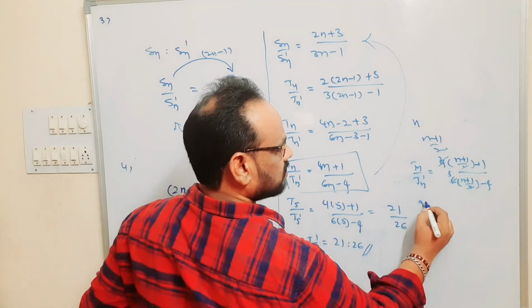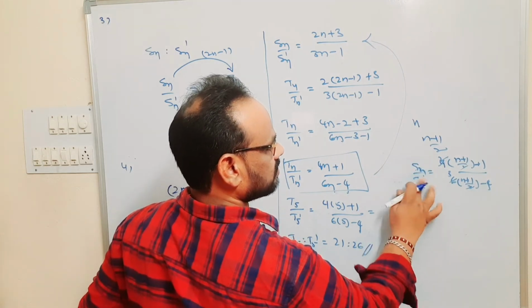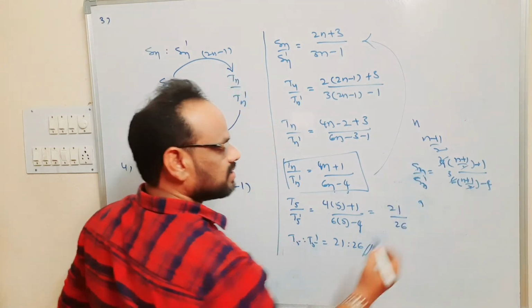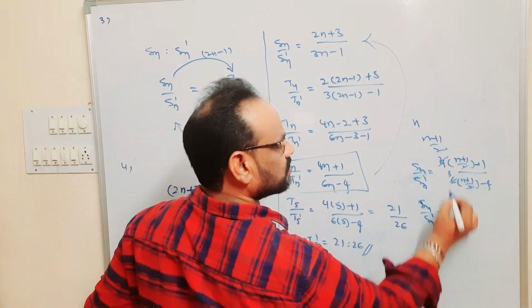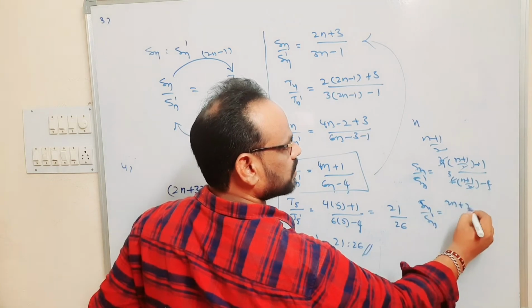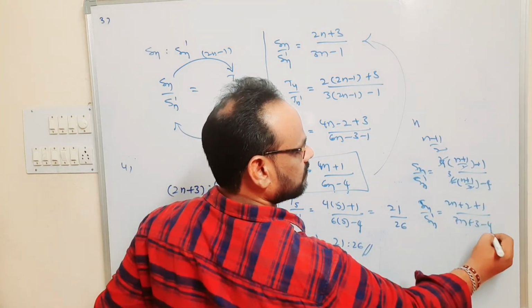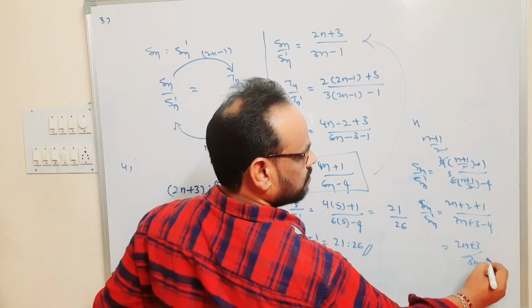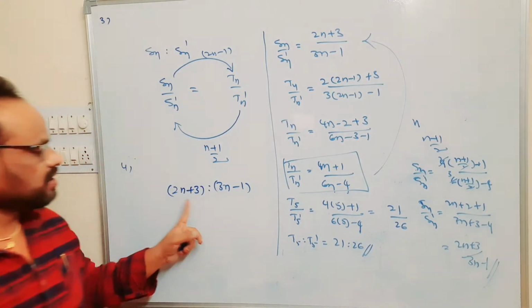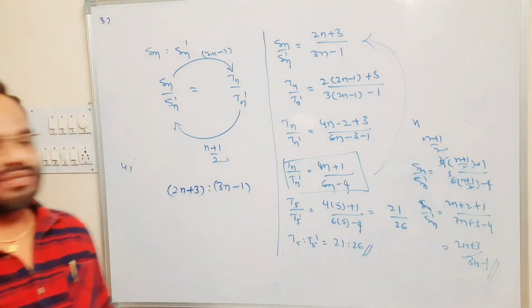That is, we want Sn by Sn dash. That is equal to 2 into n, that is (2n plus 2 plus 1) by (3n plus 3 minus 4), which is nothing but (2n plus 3) by (3n minus 1). Observe here, (2n plus 3) by (3n minus 1). This is the process. Okay, next one.